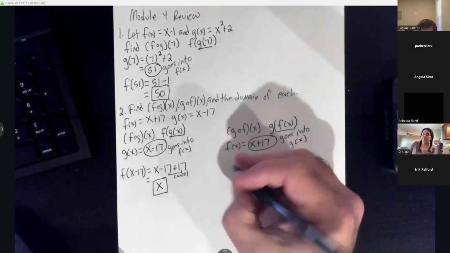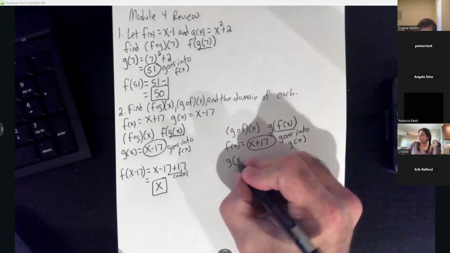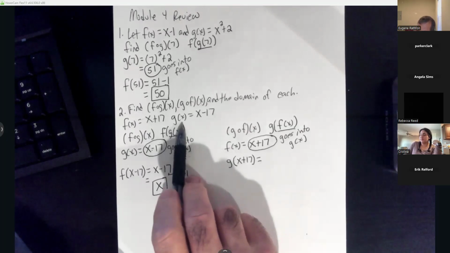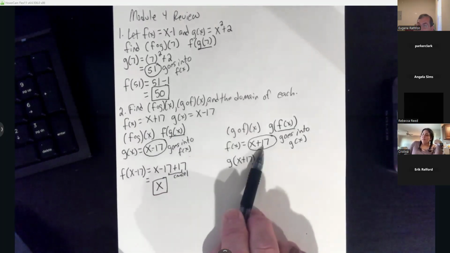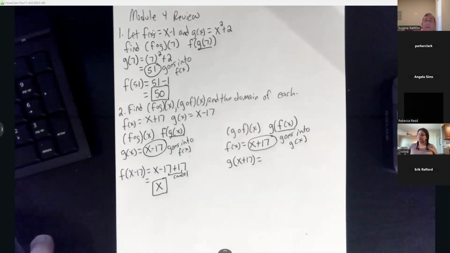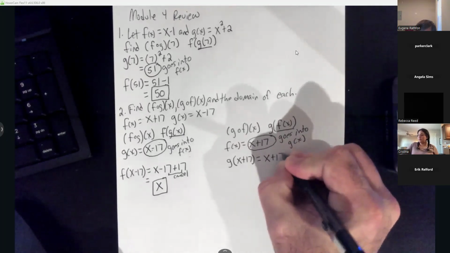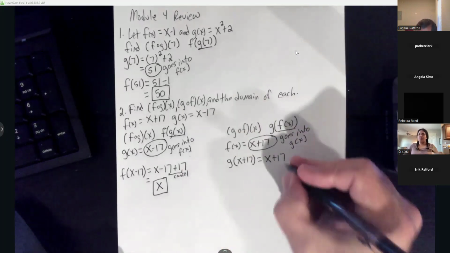So that means I'm going to be finding g of x plus 17. All right, so here's my g equation. In place of that x, I'm putting that x plus 17. So that's going to give me x plus 17, and y'all, then we still got the minus 17 at the end.